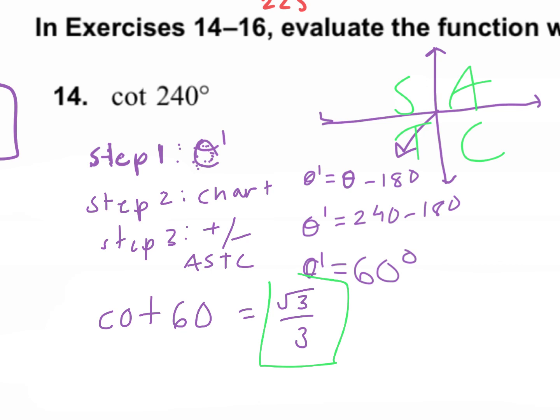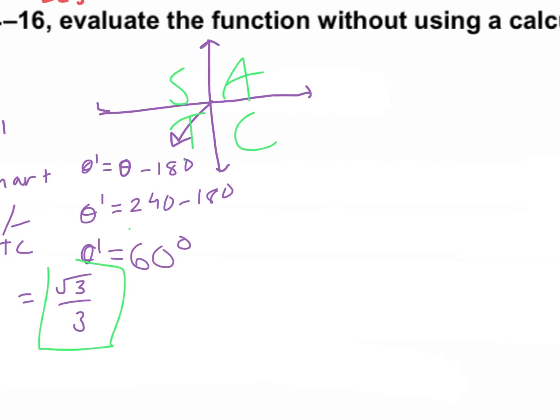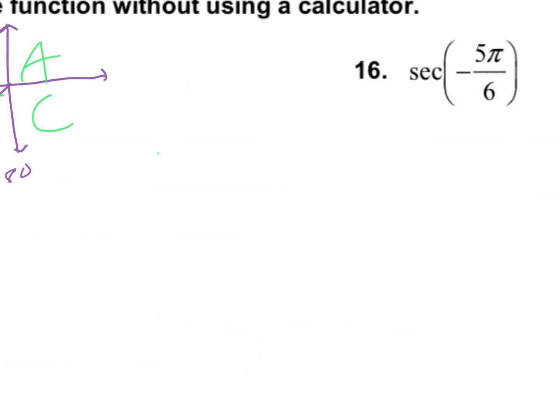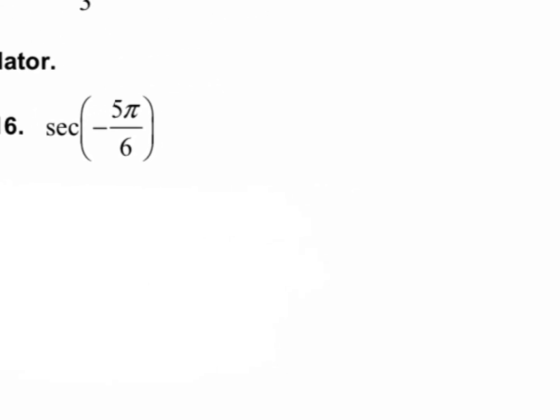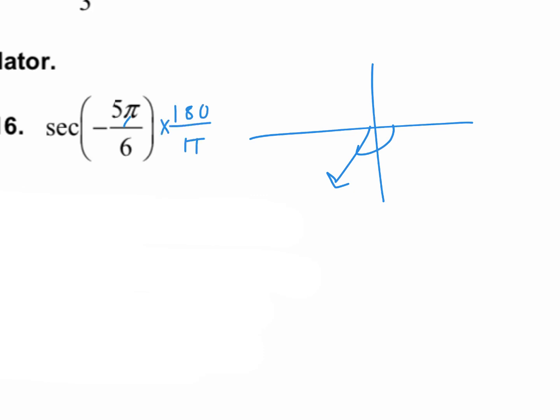Let's look at 16. Step 1, find our reference angle. Do we know where negative 5 pi over 6 is? It's in the third quadrant. Negative in the third quadrant. It's still going to help us to put this in degrees though. So we would multiply it by 180 over pi. Negative 150.